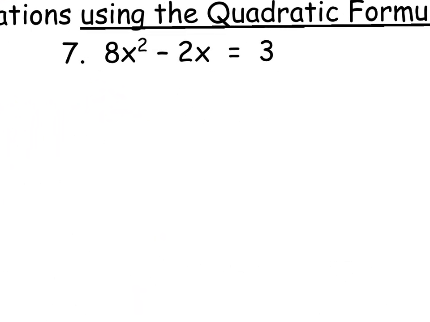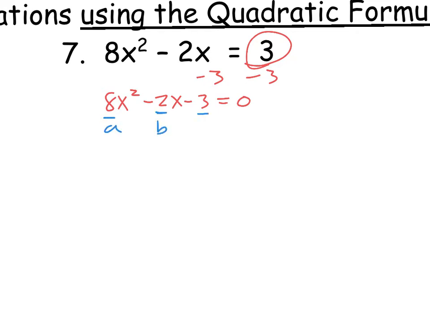So doing this problem now. First things first, it's got to be equal to 0. Everything's got to be equal to 0, so we're going to subtract 3 from both sides and get 8x squared minus 2x minus 3 equals 0. So my a is 8, my b is negative 2, and my c is negative 3.